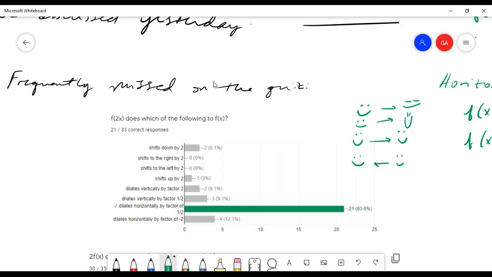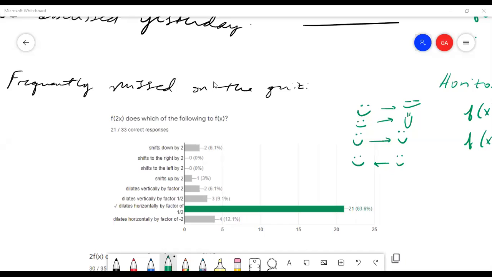So for this first one, f of 2x does which of the following to f of x? I'm going to call on someone I haven't heard from. Ria, I have not heard from you in a long time. Sita, Pragna, I haven't heard from you in a while. Tamari, I have not heard from you. Okay, let's see.